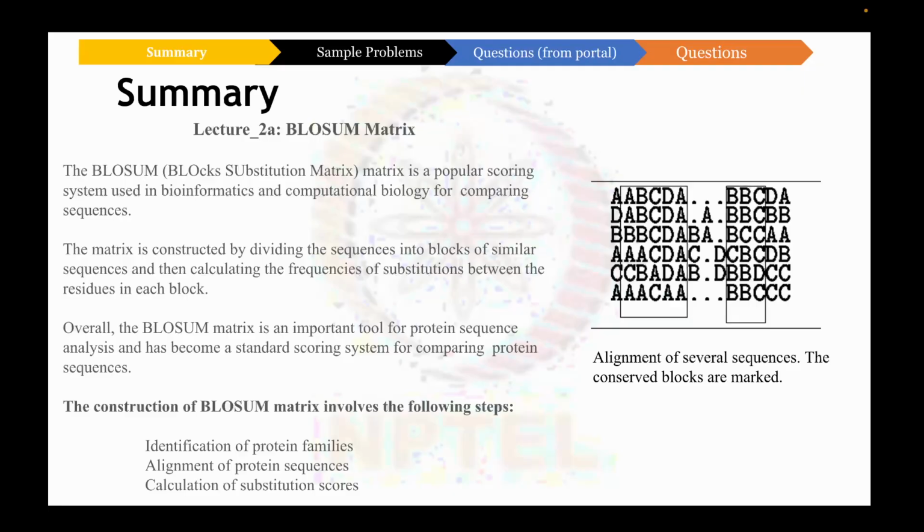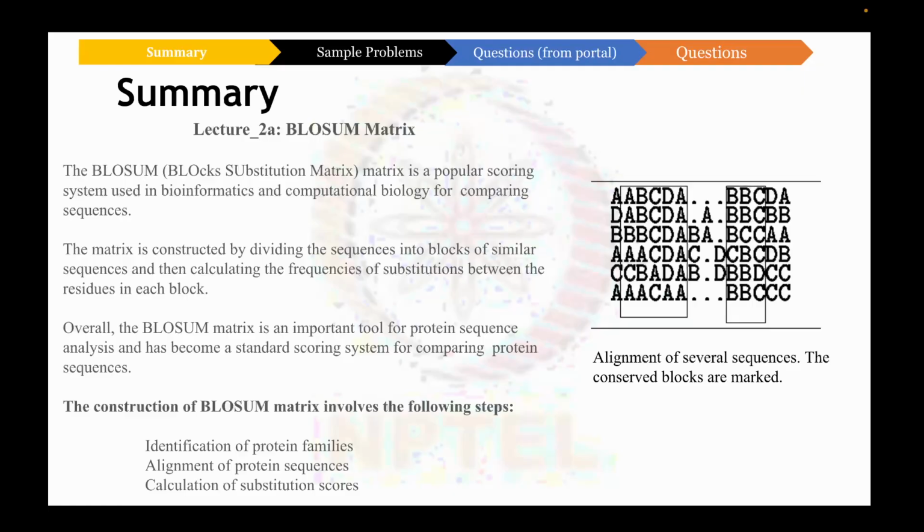The construction of the BLOSUM matrix starts by selecting a subset of sequences that are related to each other, and these can be obtained from a database of aligned proteins such as PDB or UniProt. Then we try to identify the blocks of conserved amino acid substitutions in the alignment. These blocks are the regions of the alignment where there is a high frequency of substitutions in regions that are highly conserved across the protein families.